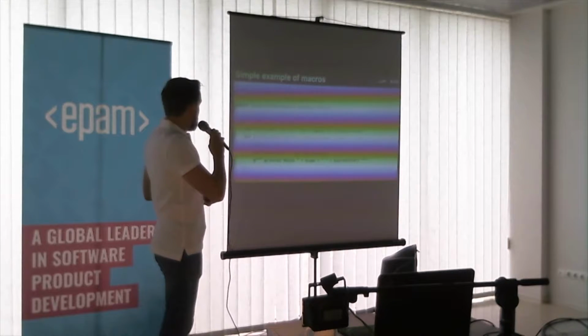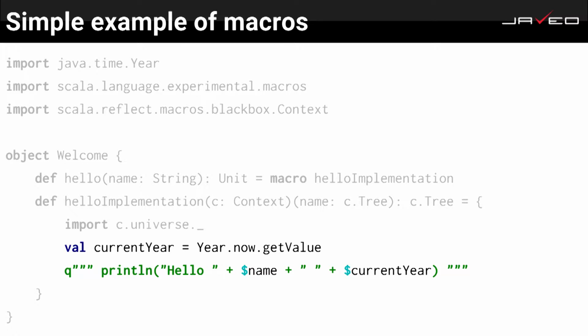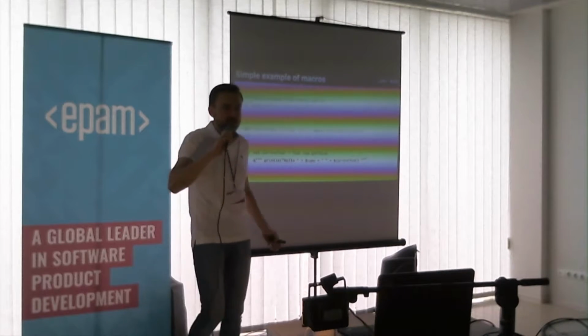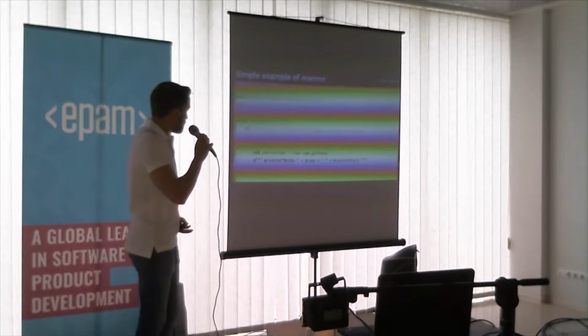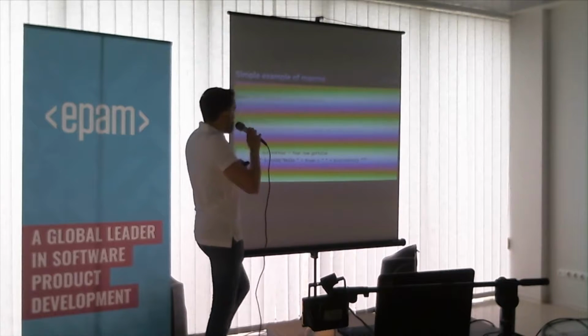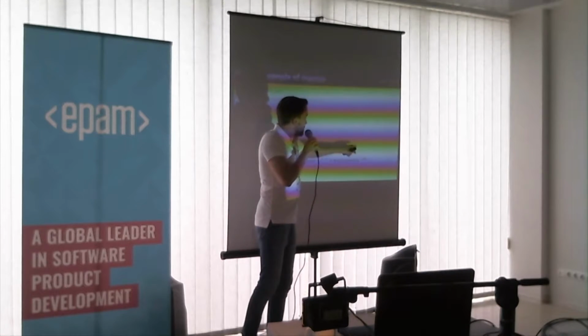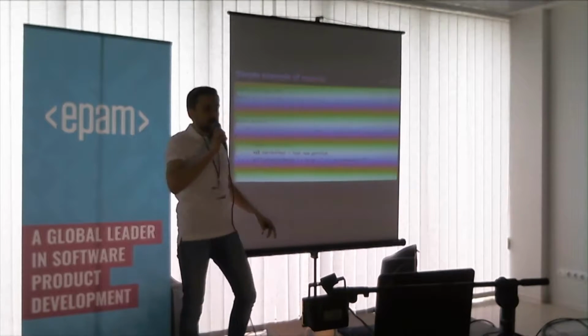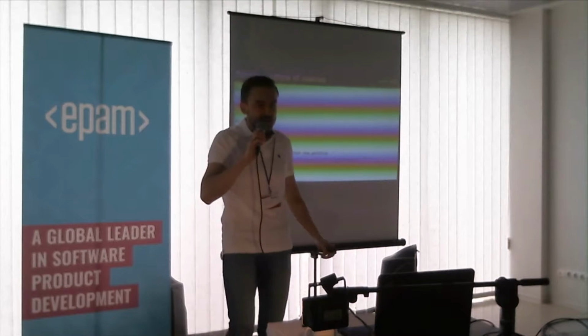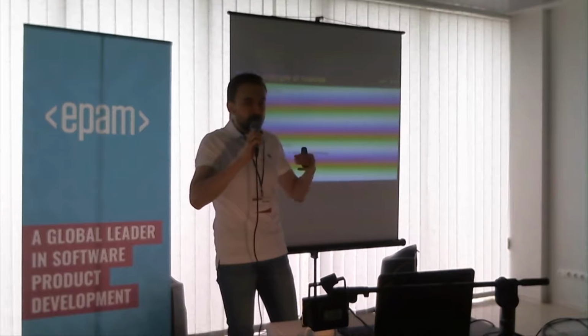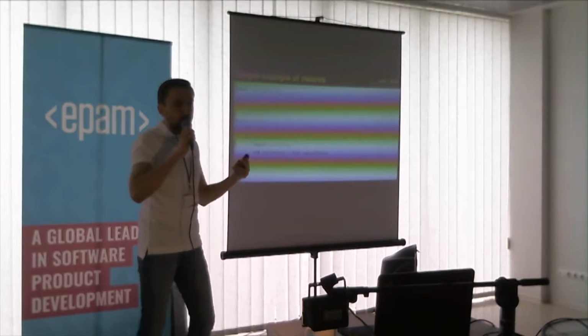So the last part of the macro is the real implementation, right? The body of our implementation. Current year is an integer with the current year, nothing fancy. But what is this q interpolator? It's called quasiquotes, and the returning type of our implementation gives you a hint what these quasiquotes produce. It produces an AST, some kind of structure. So you can build your code with ease using this construction called quasiquotes.